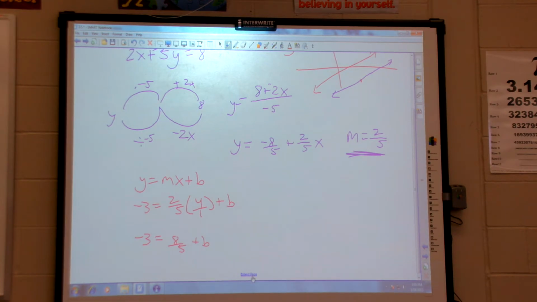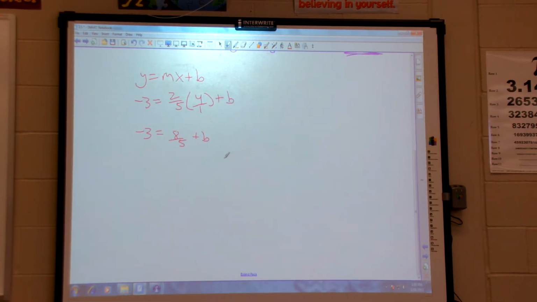Now I have to subtract 8/5 from both sides, correct? I'm going to work that one without a calculator too. I have negative 3 minus 8/5. Teresa, stop. That's why I said it again. Okay? Common denominator is 5. So I really have negative 15/5 plus negative 8/5. Right? Add them. Yep, I get negative 23/5.